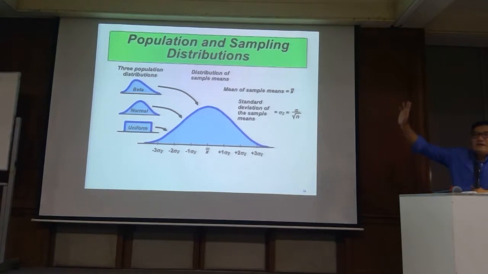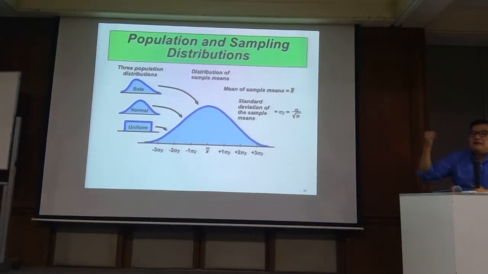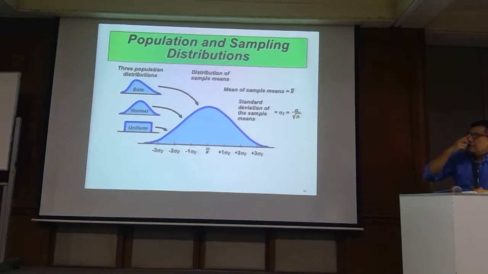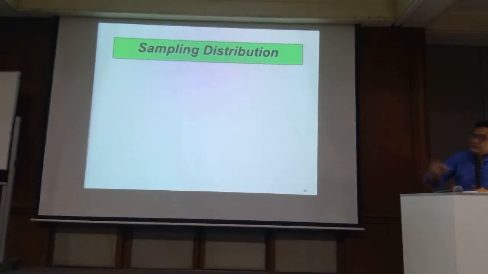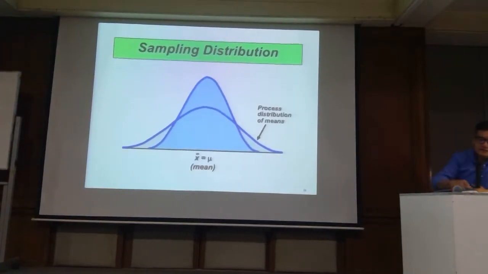The population may be a beta distribution, normal, uniform, whatsoever. But if you take enough samples, we can say that the sampling distribution is going to be normal. It has a mean equal to the mean of the process, the mean of the population. And the standard deviation of the sampling equals the standard deviation of the population, or the standard deviation of the process, divided by the square root of n. Okay, and this one is nothing much. This one is the same picture.